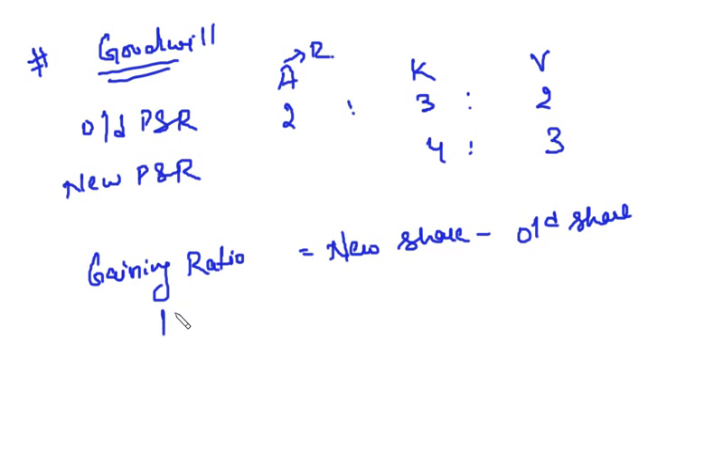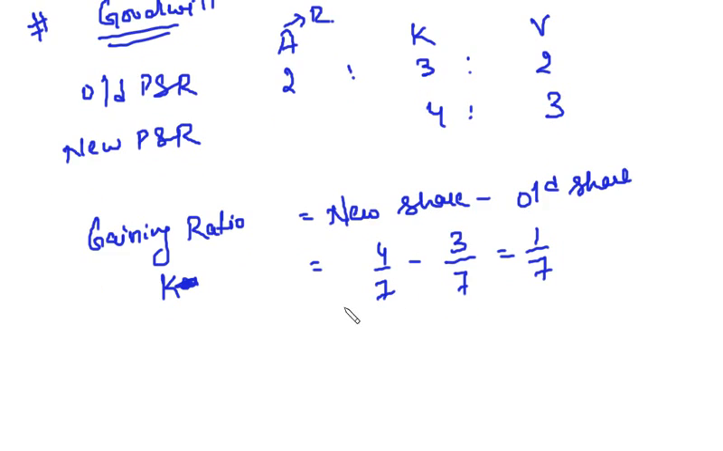Now, for Karuna, if we talk of K, what is the new share? It is 4/7. What is the old share? It is 3/7. So what is the gain? 1/7. For V, what is the new share? 3/7. And what is the old share? 2/7. So his gain is also 1/7.